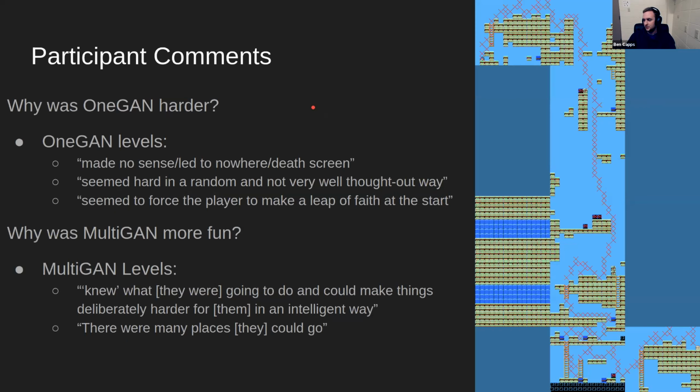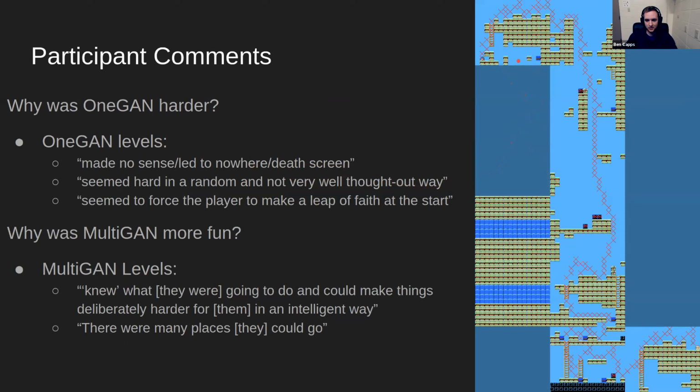So the majority of participants, although not statistically significant, thought that the OneGAN levels were harder. And the reason for this is that the participants said that the OneGAN levels made no sense. They led to nowhere or the death screen. They seemed to be hard in a random and not really well thought out way. And it seemed to force the player to make a leap of faith at the start. And so looking at these comments and then looking at one of the OneGAN levels, it sort of makes sense as to why these participants thought that way, right?